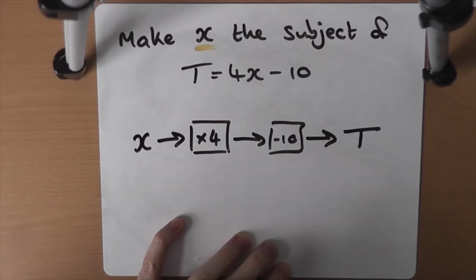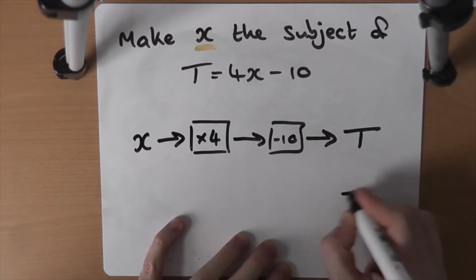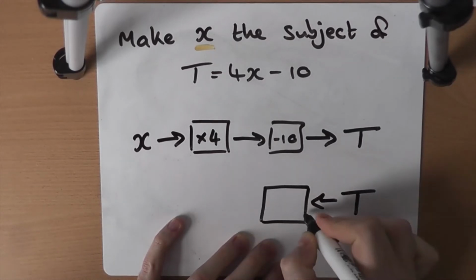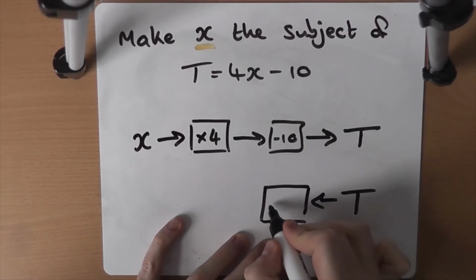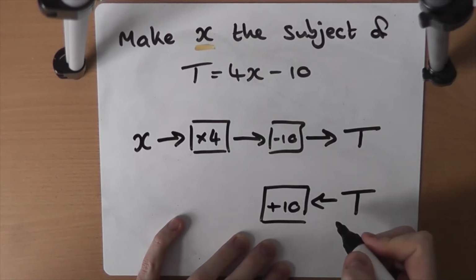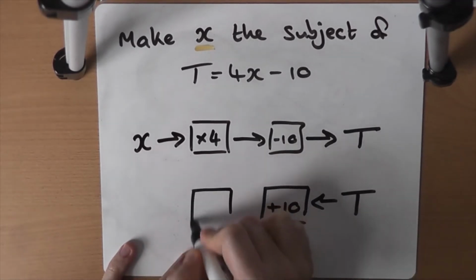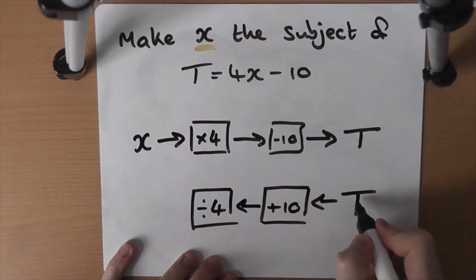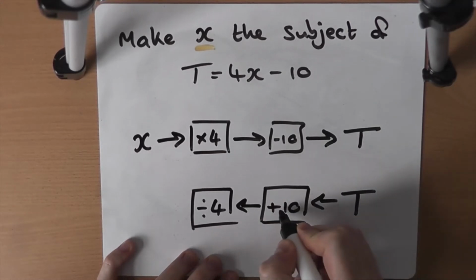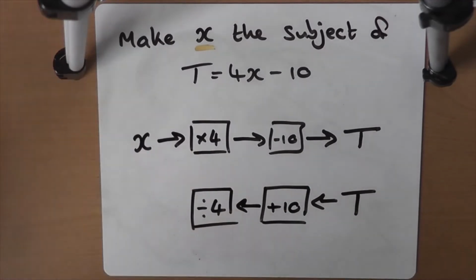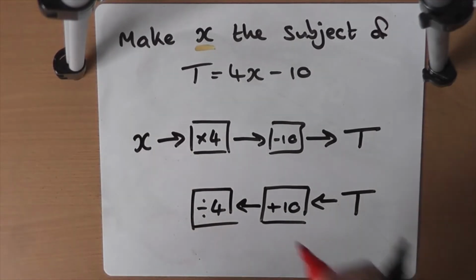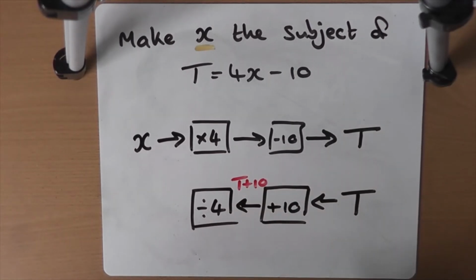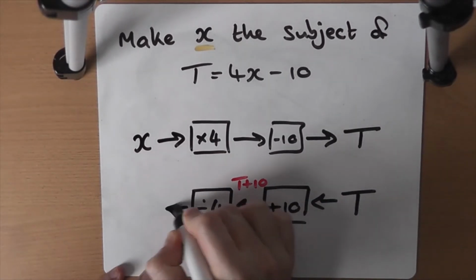Now what we need to do is reverse the function machine, much the same as we did before. So t goes back in. T was our original output. T is now the input. Instead of taking 10, we are going to add 10 on. And instead of timesing by 4, when we're reversing, we're now going to divide by 4. So t goes in. We add 10. T add 10 is going to give us just that, t plus 10. And then we're going to divide all of that by 4.